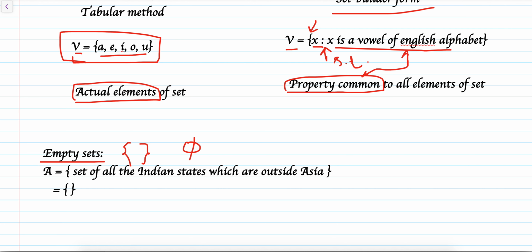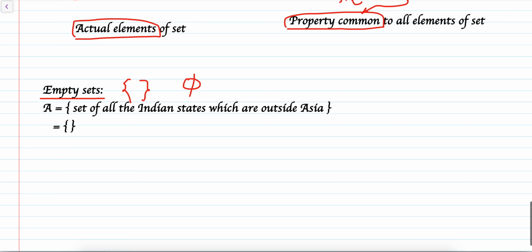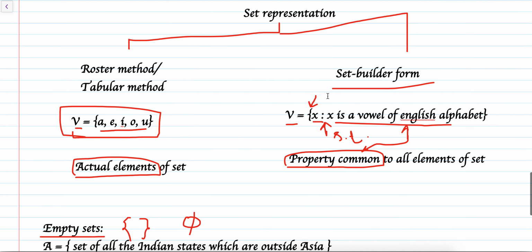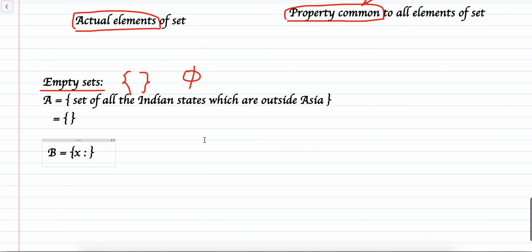So another example can be like B. B is a set of X. I am writing it in set builder form, you see. So B is a set of elements X such that X is greater than 7 and X is less than 11 and X is prime.